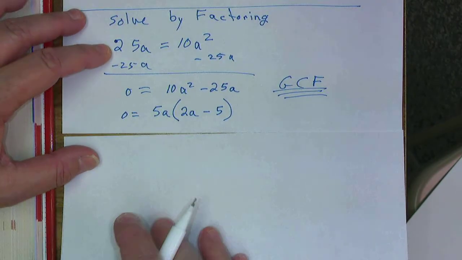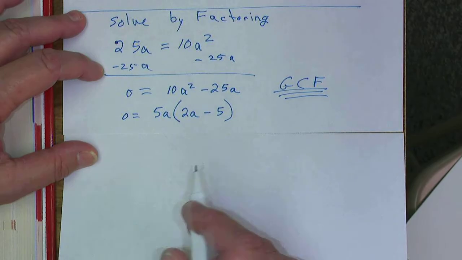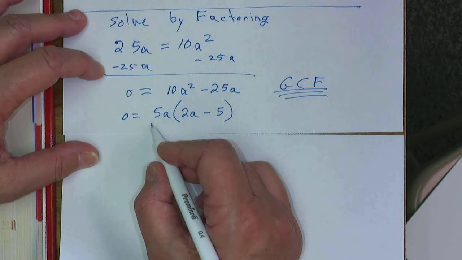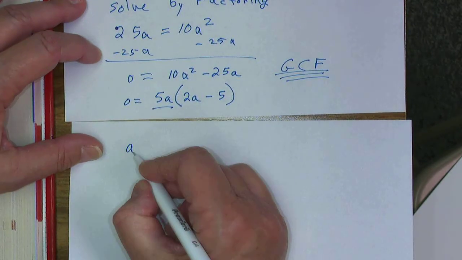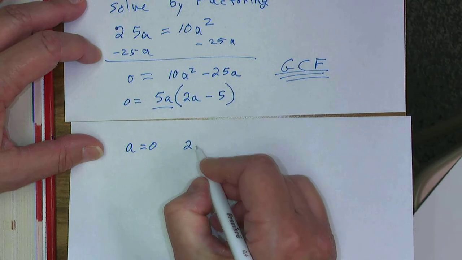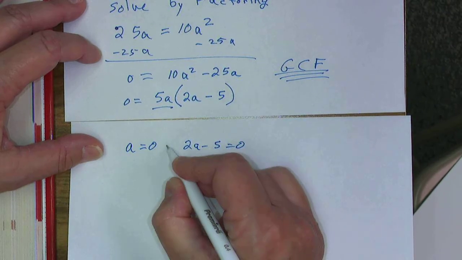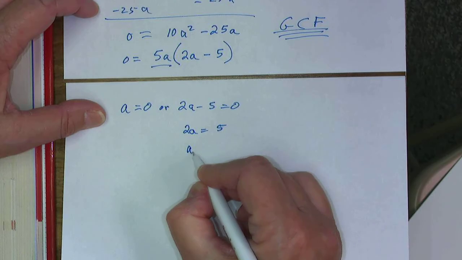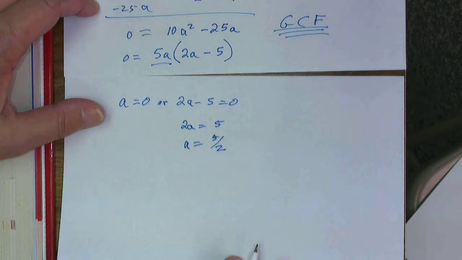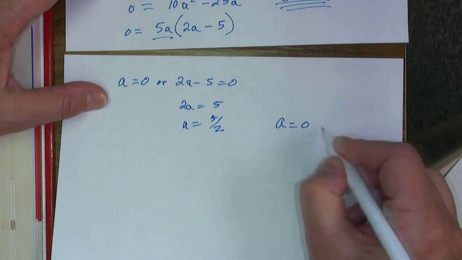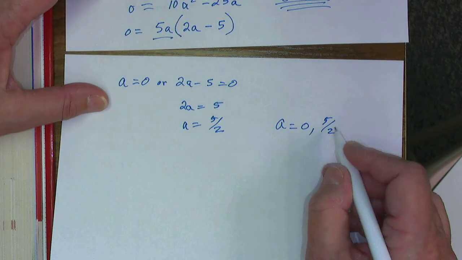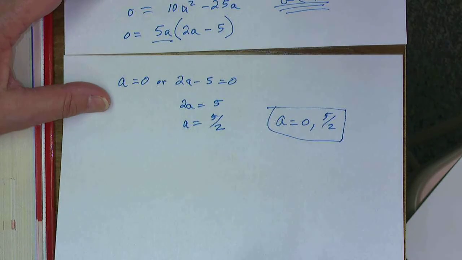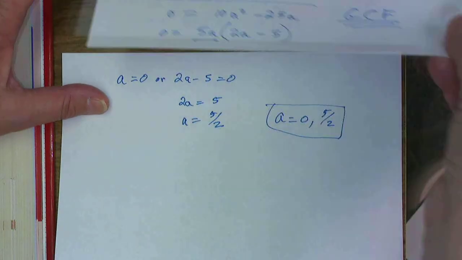So remember, I have it factored. Either of these factors can be 0. Now, some people will just say 5 can't be 0, so a equals 0. Or some people will say 5a equals 0. It doesn't matter which way. a equals 0. 2a minus 5 equals 0. So add 5, divide by 2, and then your answers are a equals 0, or 5 halves, or you can say 2 1/2. Really wouldn't matter how you write that, 0 or 5 halves. Most likely, your book is going to leave it as 5 halves.